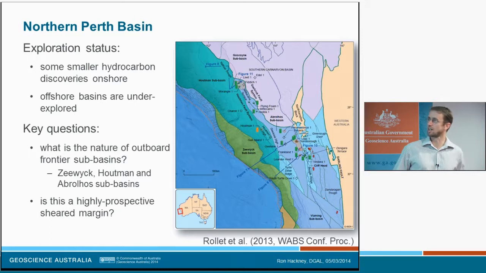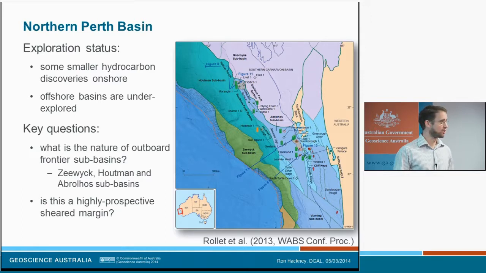Up further north, there are some smaller hydrocarbon discoveries in the onshore areas here. But these offshore basins, the Hootman Subbasin, the Zeewick Subbasin, even the Abrolhos Subbasin, are reasonably well unknown. So maybe we want to ask some fundamental questions. What is the nature of these outboard frontier subbasins?